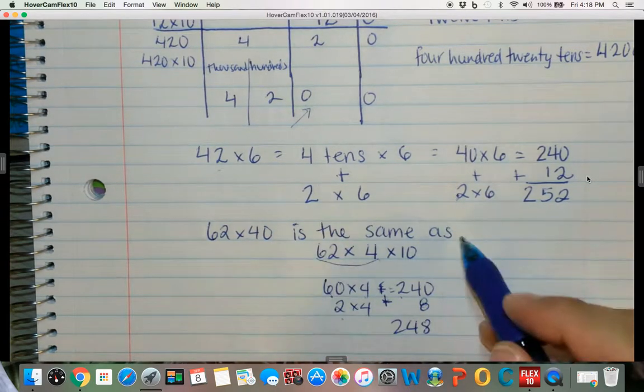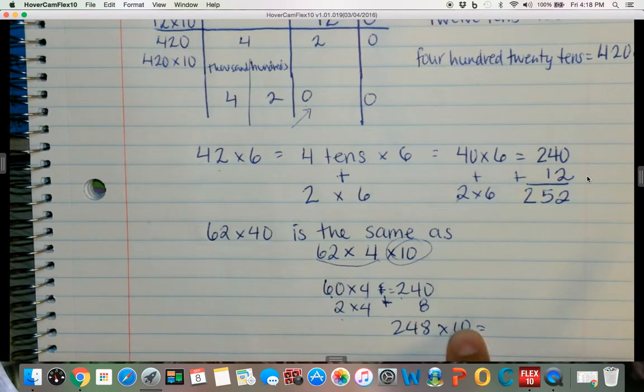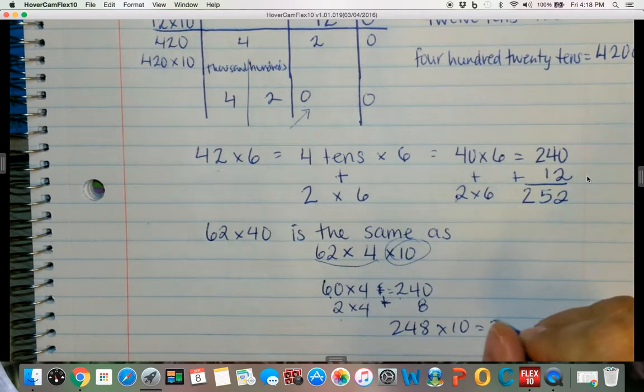And I have to remember that I still have that 10 that I've got to multiply by. And again, I'm just moving it one place higher.